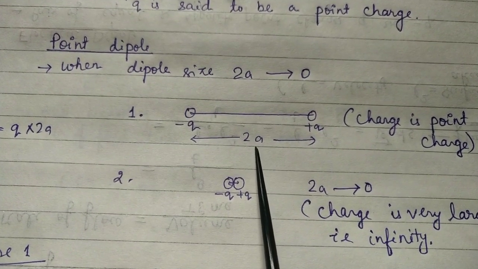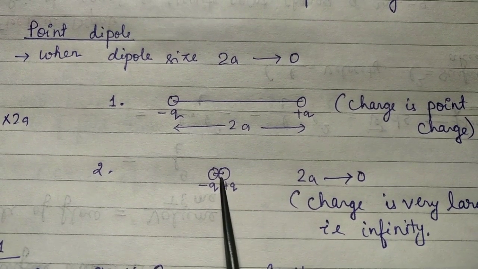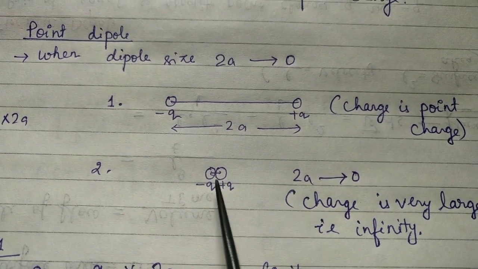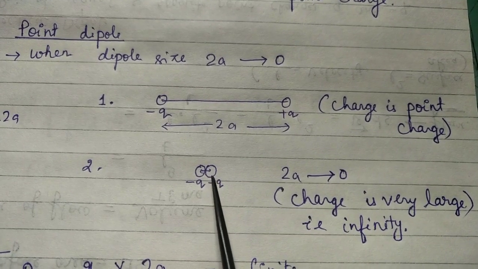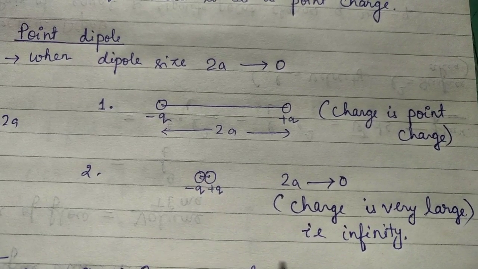That means I have reduced the distance between the two charges. Here I have reduced 2a, 2a tends to 0. That means 2a I have decreased. You can see the charges are very close to each other. In this case, the charge is not a point charge now. We cannot say in this case the charge is a point charge.